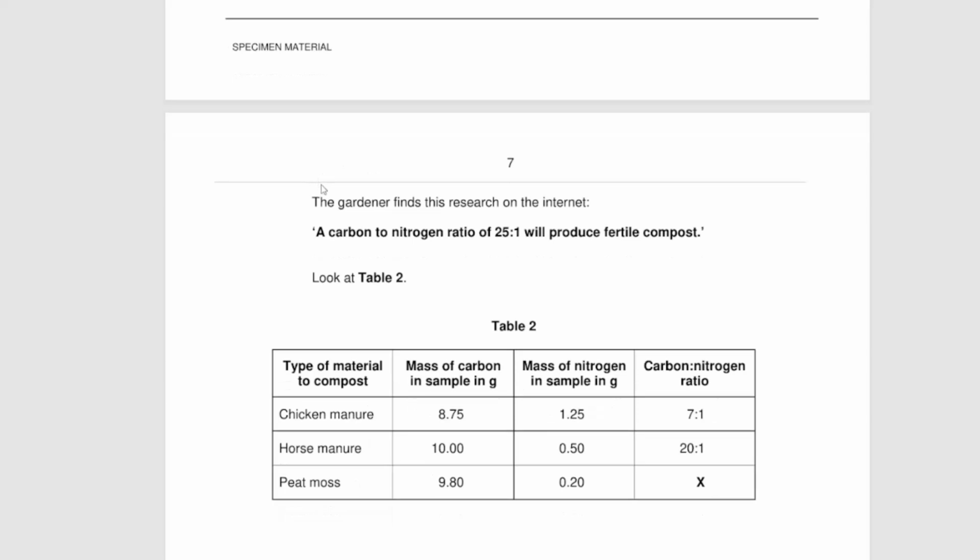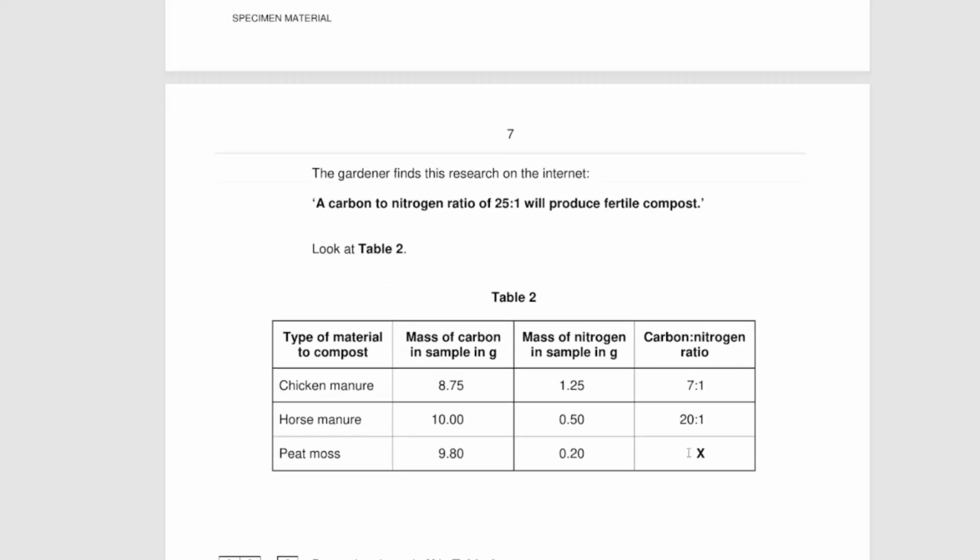Moving on. The gardener finds this research on the internet. A carbon to nitrogen ratio of 25:1 will produce fertile compost. Look at table 2, and we're given a list of type materials into compost, and then the mass of carbon and nitrogen in each sample and the ratio. First things first is to determine the ratio X in table 2.